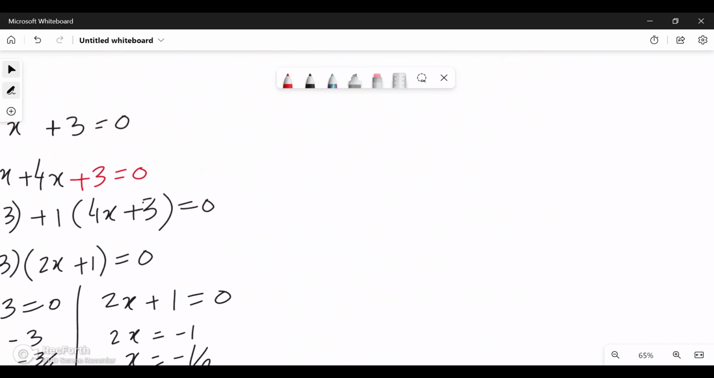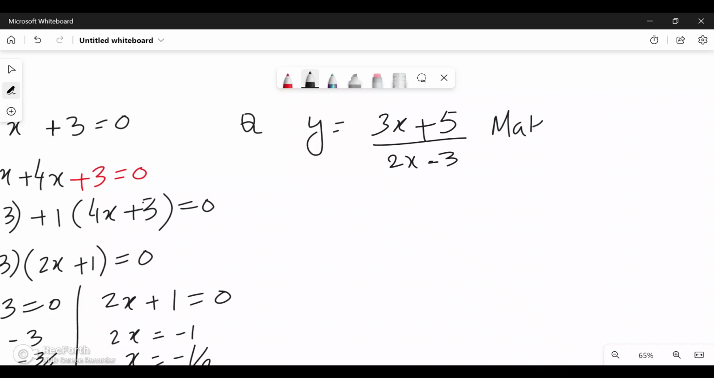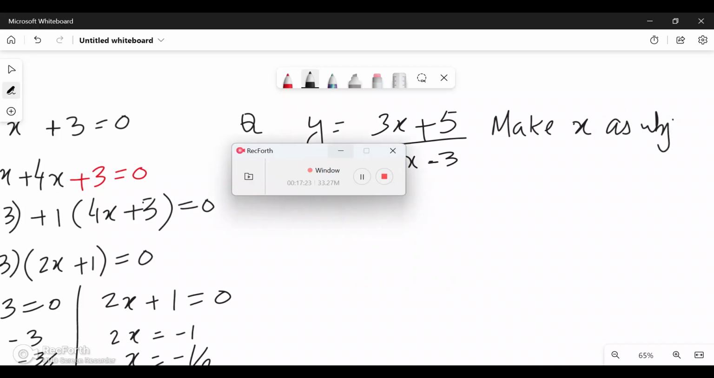Okay, so this was all about the expressions and equations. Now let's have quadratic linear equations in order to rearrange. Like you have a question, y equals (3x + 5) over (2x - 3), and you are asked to make x the subject of the formula. Make x the subject means isolate the x. So you are supposed to isolate the x in it.